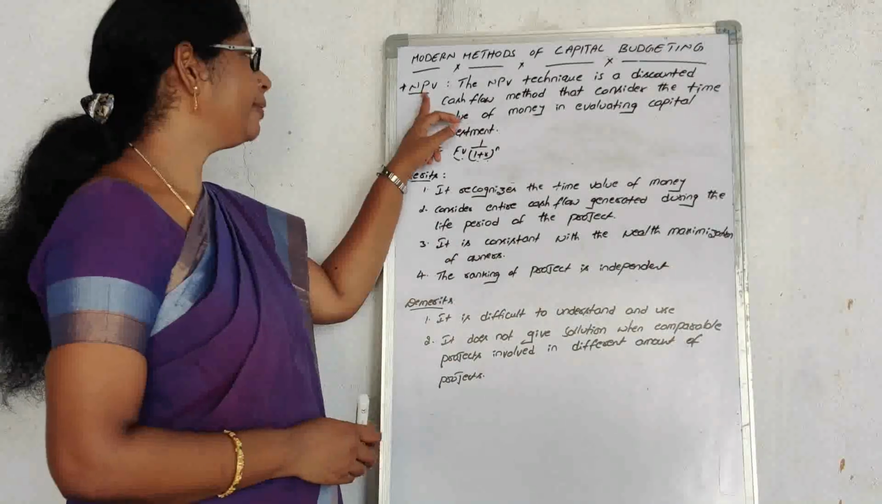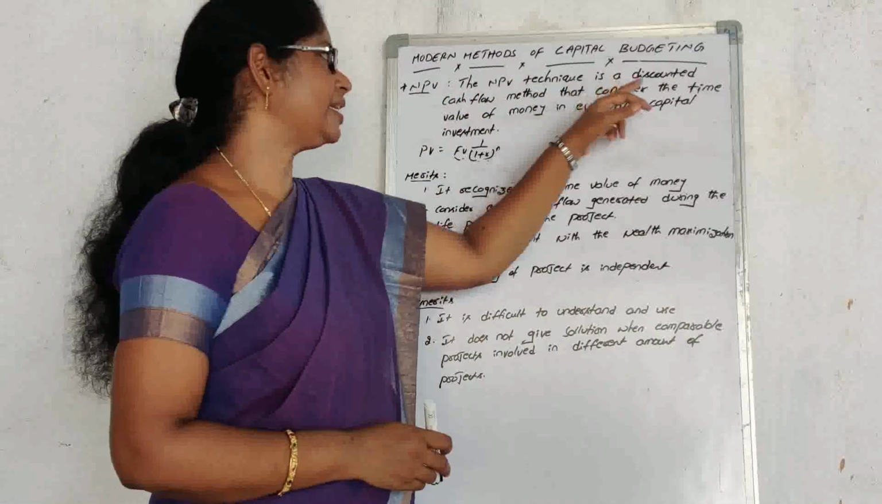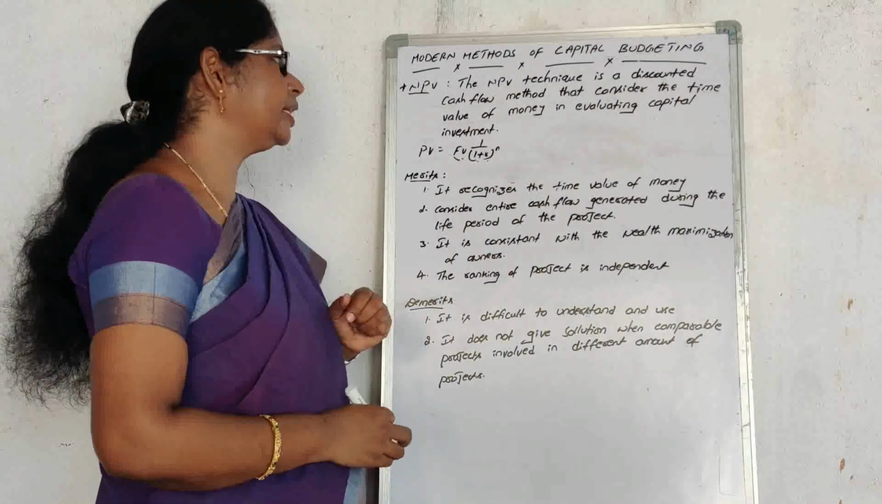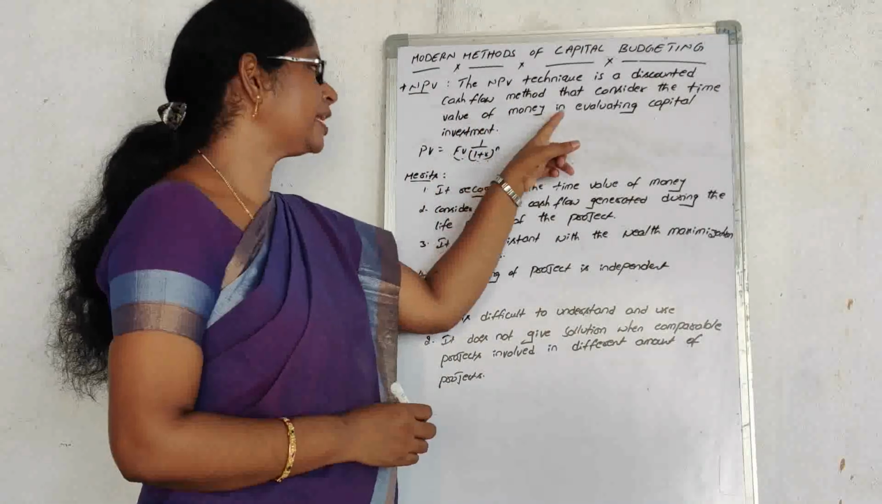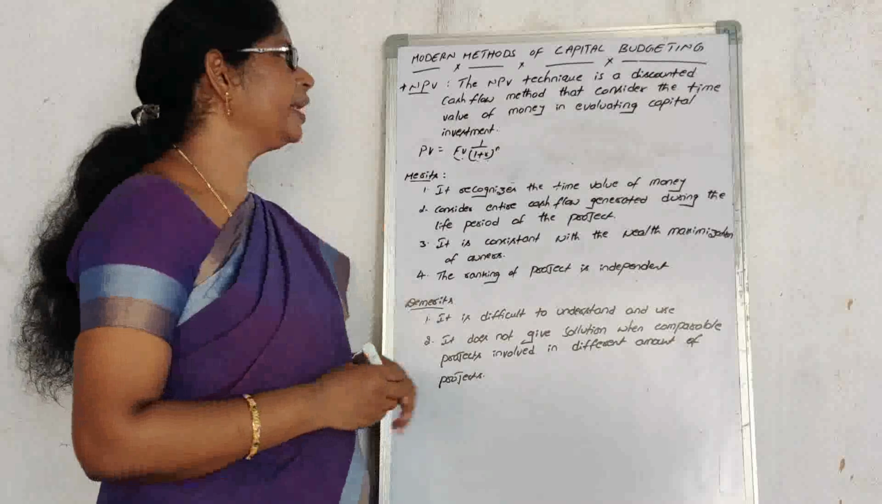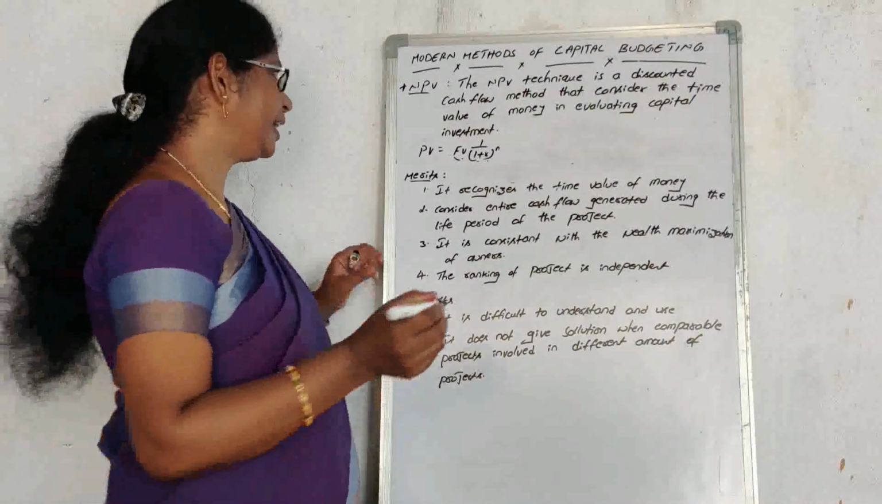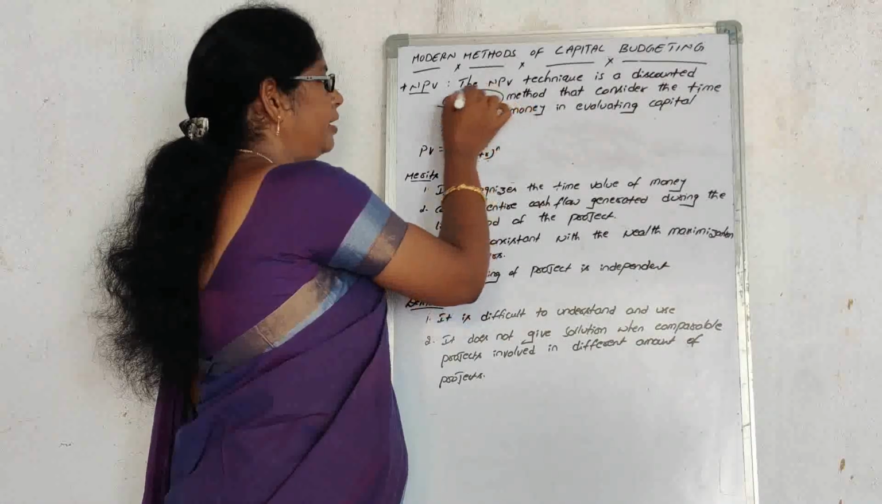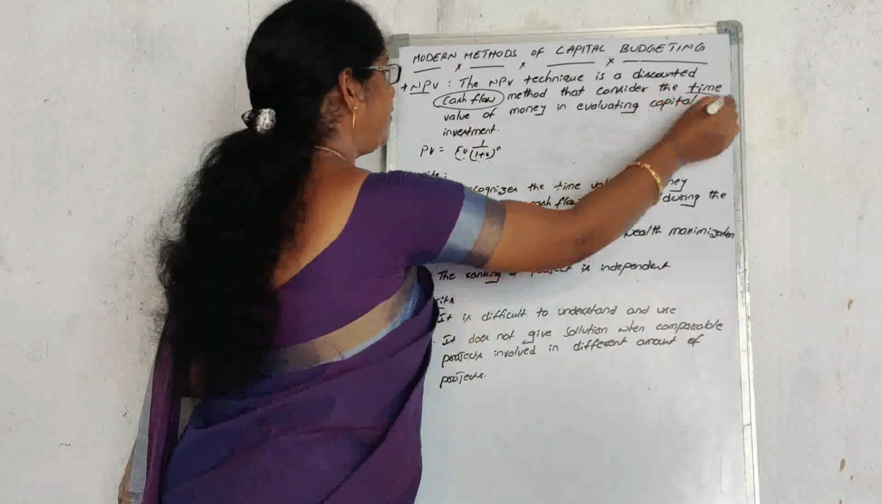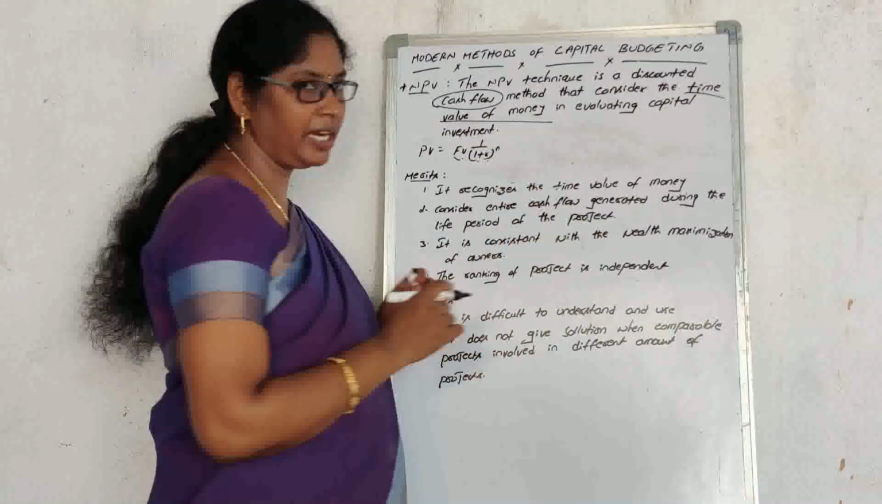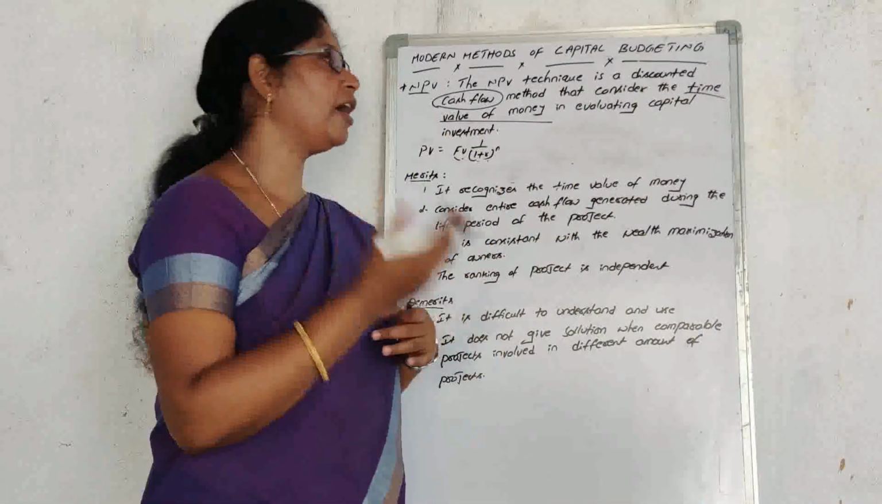So coming to the NPV method, the NPV technique is a discounted cash flow method that considers the time value of money in evaluating capital investment. Here you may have a doubt about what cash flow is and what the time value of money is. Cash flow is nothing but cash inflows and cash outflows.